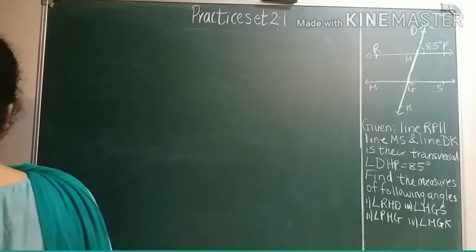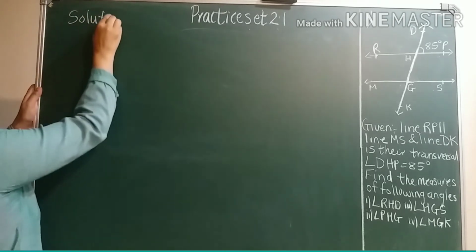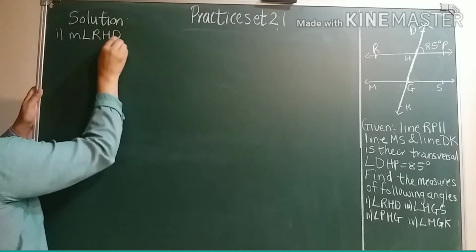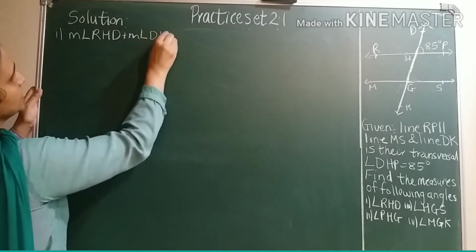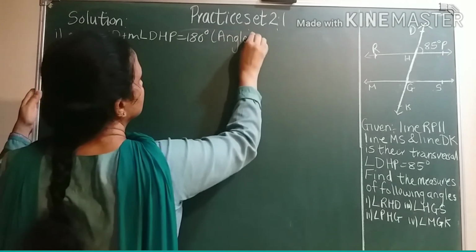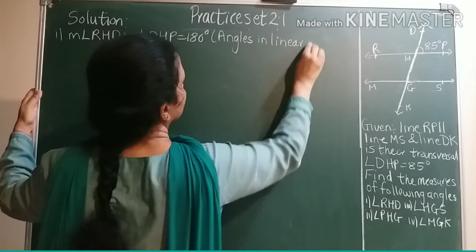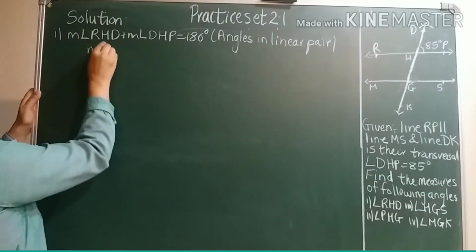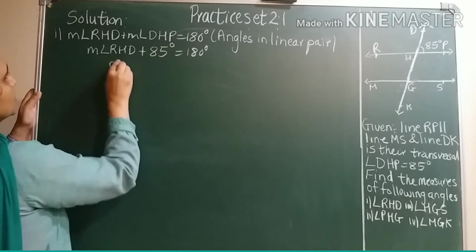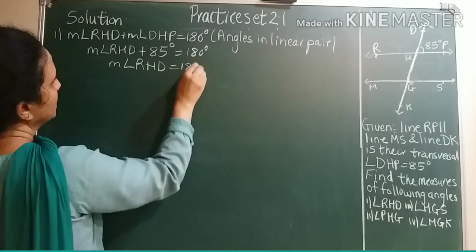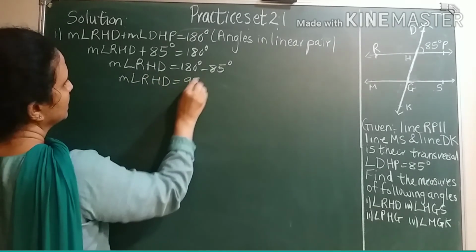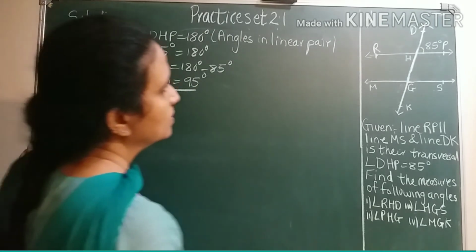So, we will write the solution now. Measure of angle RHD plus measure of angle DHP is equal to 180 degrees. Reason, angles in the linear pair. So, measure of angle RHD plus 85 degrees is equal to 180 degrees. Measure of angle RHD is equal to 180 degrees minus 85 degrees. Measure of angle RHD is equal to 95 degrees. So this is the first answer that we have got. So we'll write the answer over here.